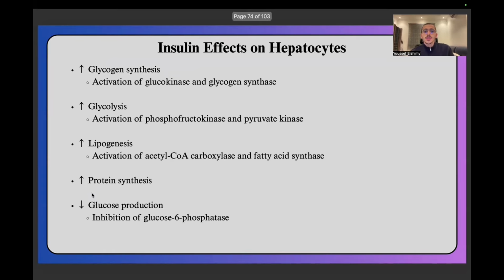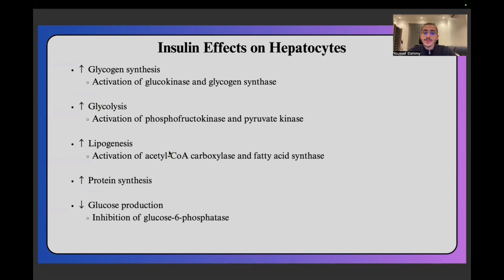Okay. So what are the insulin effects on hepatocytes or the liver? So what happens is that the liver is a major source for glycogen synthesis and storage. So it would increase the glycogen synthesis, sorry, by activating enzymes like glucokinase and glycogen synthase. It would also increase glycolysis because you want to decrease the blood sugar levels.